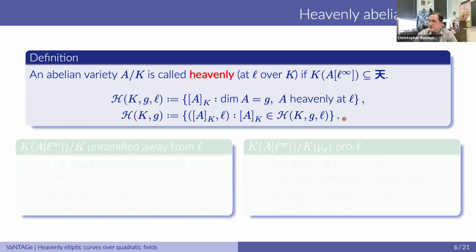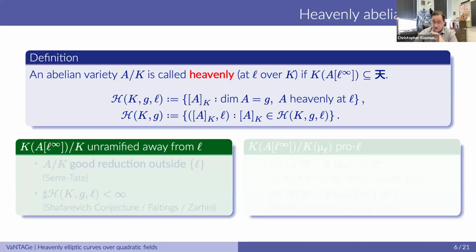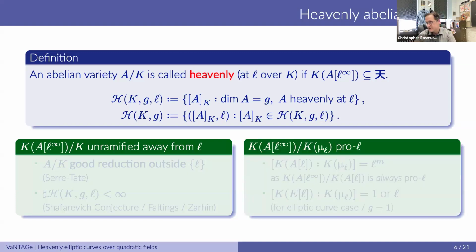And the condition of being heavenly is extremely strong. It has two immediate consequences to the structure of the field generated by the L power torsion. The first, of course, is that this field extension has to be unramified away from L, and that immediately dictates a lot of arithmetic information, right? The second thing is that we have this extension that must be pro-L.